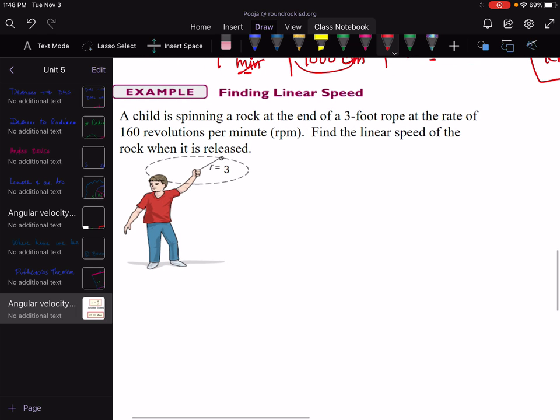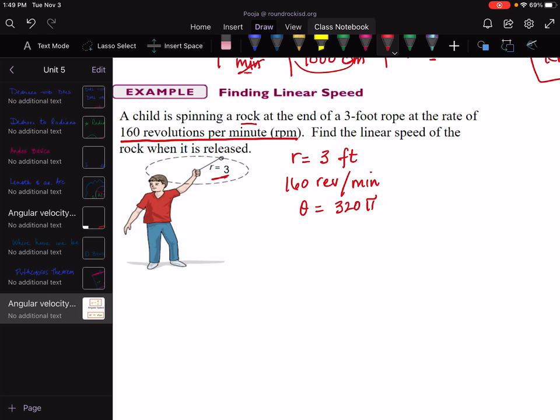We have this child. He seems to be having some fun. What he did was he tied a rock at the end of a 3-foot rope, and he's spinning it at the rate of 160 revolutions per minute. So the radius is given to be 3 feet, as you can see in the picture drawn there, and he's going 160 revolutions per minute. Hopefully by now you're getting the idea: 1 revolution is 2 pi, so 160 revolutions is 160 times 2 pi, which is 320 pi. That's the theta, the angle being made every minute.